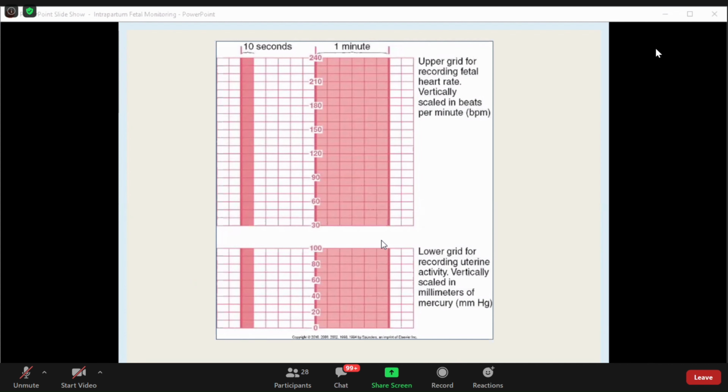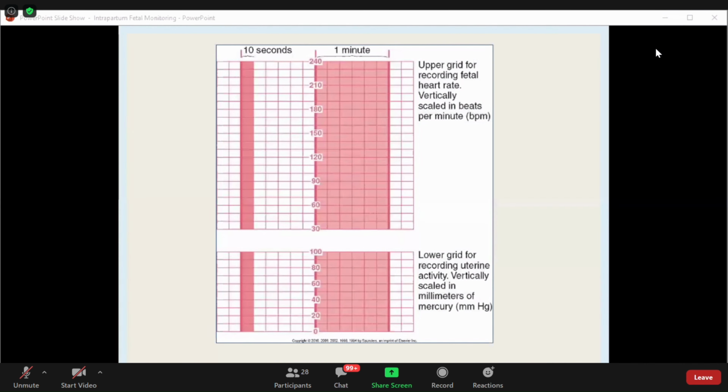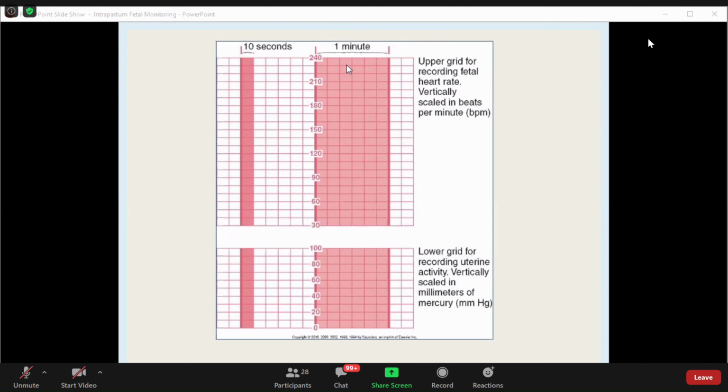So this is what a strip looks like. You might have a strip like this, with 1, 2, 3, 4, 5, 6 boxes. Between this bold line and this bold line is 1 minute. That is how you are going to distinguish the time. Each box is 10 seconds, and these bold lines will separate your minutes. Okay.